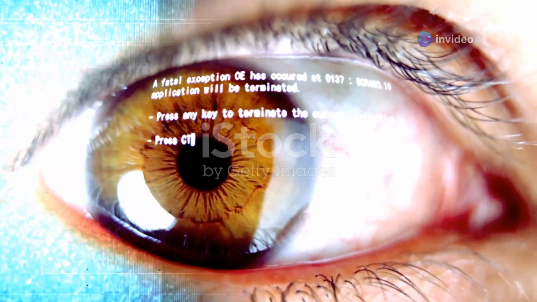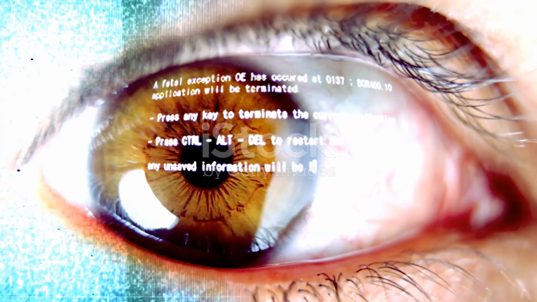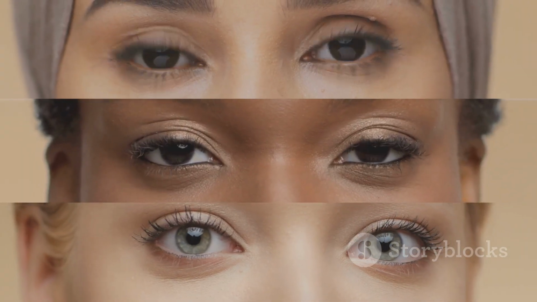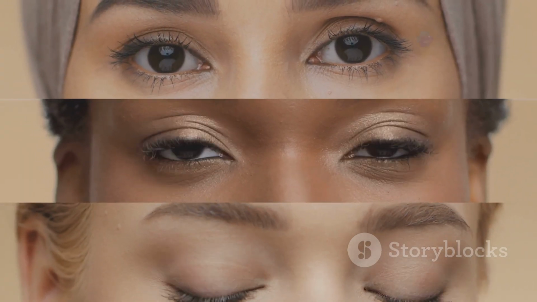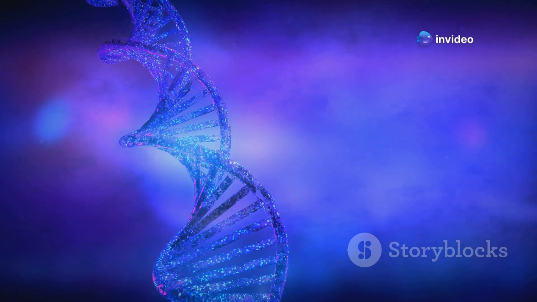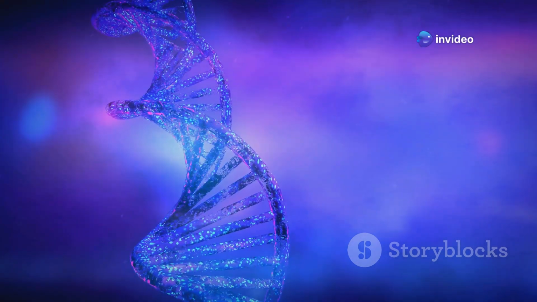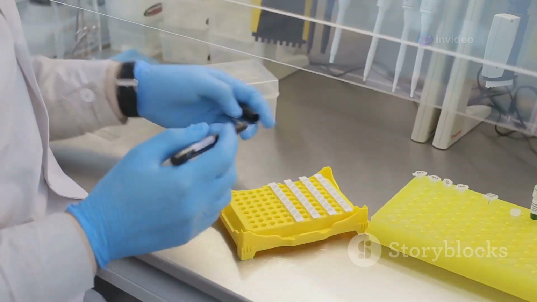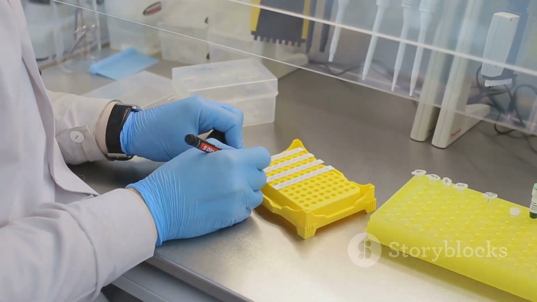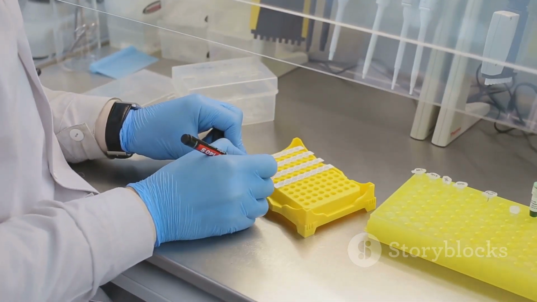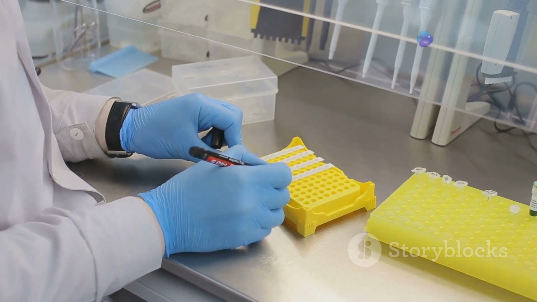Section 5, eye color, a colorful example of DNA at work. One fascinating example of how DNA influences our traits is eye color. Multiple genes contribute to eye color, but one of the most significant genes determines whether we inherit brown, green, or blue eyes. This gene codes for a protein involved in the production of melanin, a pigment that gives our skin, hair, and eyes their color.